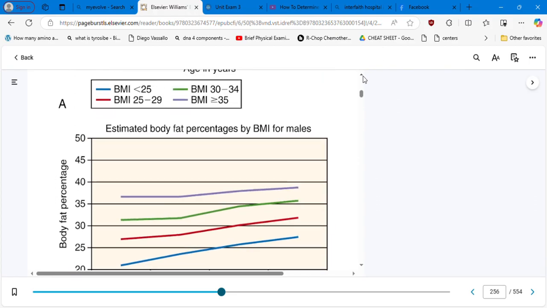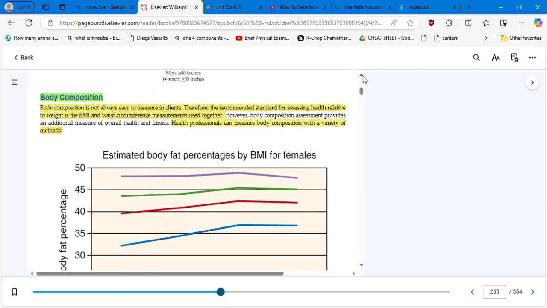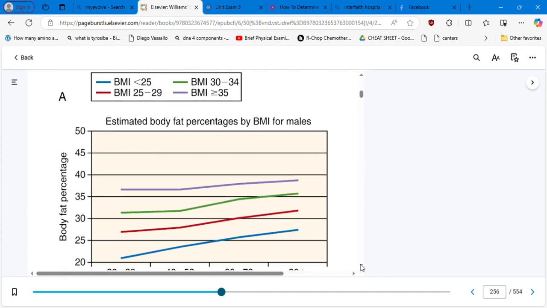Now, here they are mentioning some type of body composition, right? Health professionals can measure body composition with a variety of methods. I really have to apologize that I'm going back and forth on this, scrolling up and down, because the tables and the topic they are bringing to the table are not the same if we try to follow the book. So right now we are going to talk about the body composition methods, how to measure body composition. So we are going to jump.